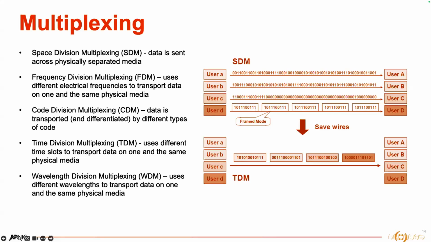So multiplexing and demultiplexing are the two ideas of the lesson. As you can see in the diagram, at the small user A, B, C, D end, they are doing the multiplexing, and at the capital user A, B, C, D end, they are doing the demultiplexing, right?